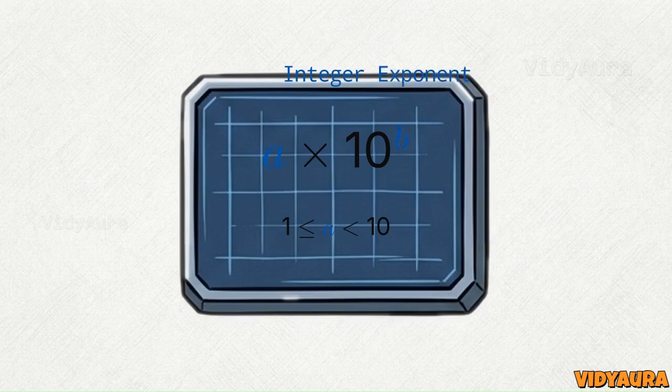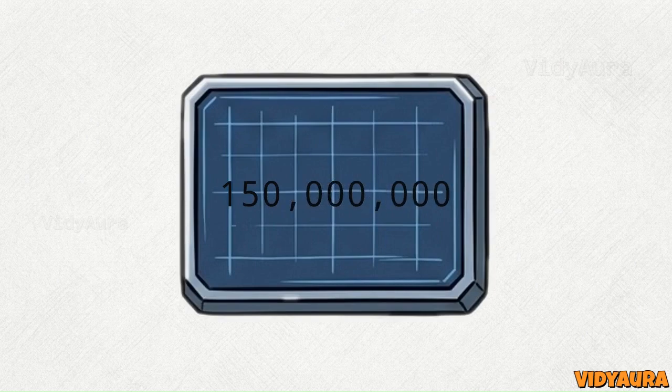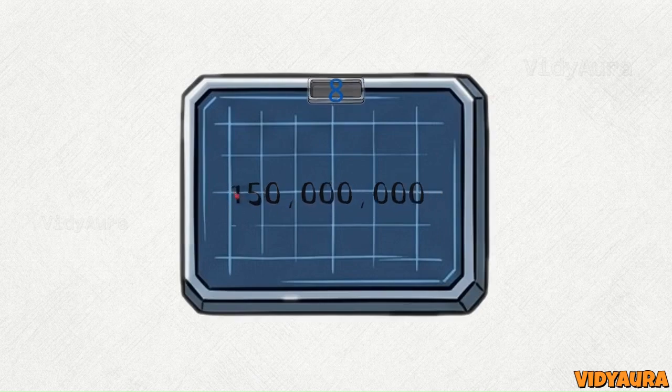Take the distance from Earth to the Sun, 150 million kilometers. To format this, locate the hidden decimal at the end. Shift it to the left until there is only one non-zero digit to its left. We moved it exactly 8 spaces. Because we moved the decimal 8 places left, our exponent is a +8. The final expression is 1.5 times 10 to the 8th power.